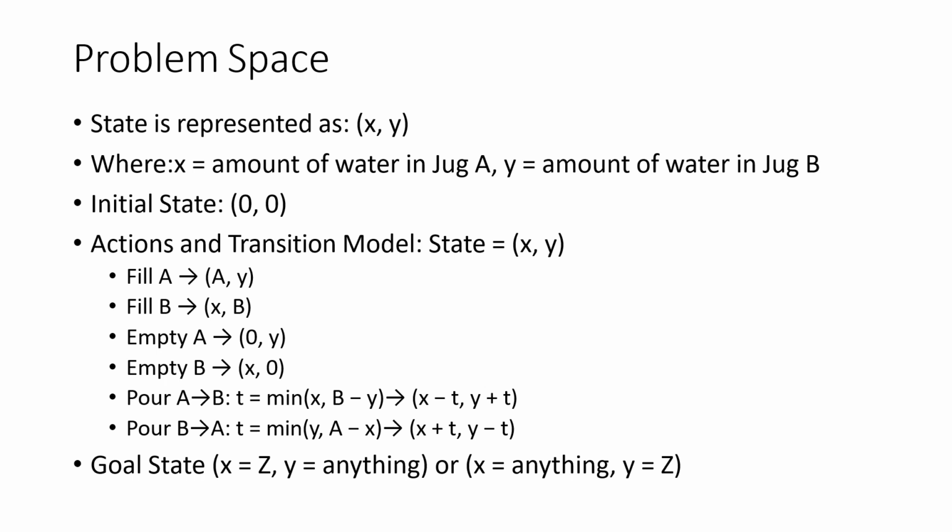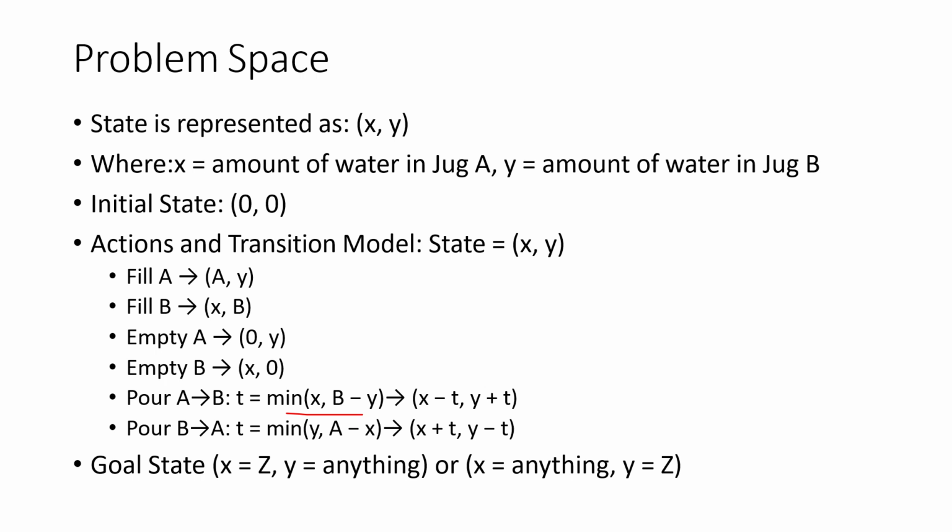So that means the amount transferred we have to calculate. We are calculating using the equation. Here we can see the equation, that is the minimum of X comma B minus Y. X is the amount of water in the first jug and B is the capacity of the second jug, that is 3, minus the amount of water in the second jug. So we calculate the minimum and assign it to T. Pouring some water from A to B means this amount T we are pouring from A to B. So that is reduced from the first jug and added to the second jug.